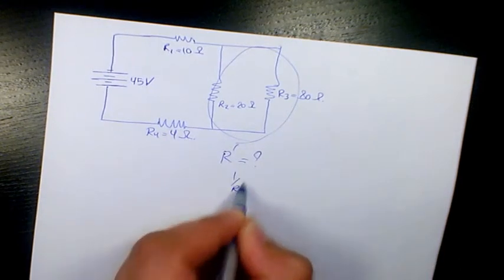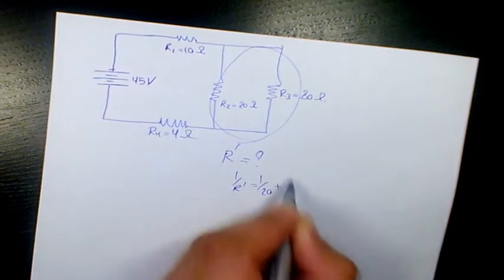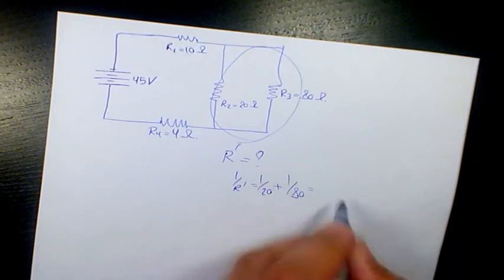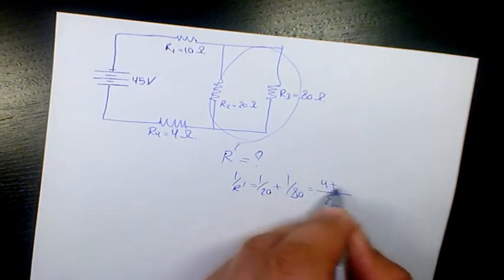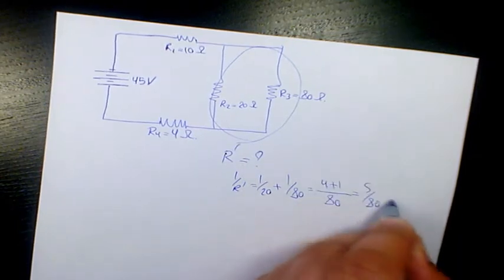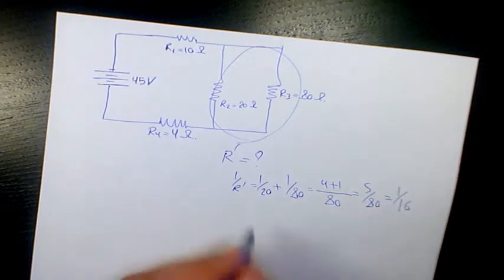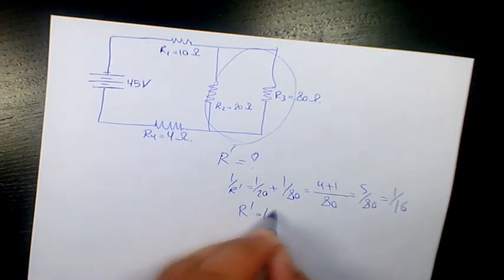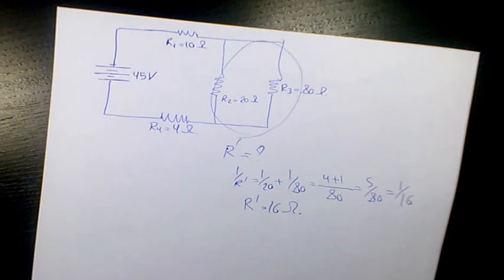1 over R prime equals 1 over 20 plus 1 over 80. That's going to be 4 plus 1 equals 5 over 80, which is going to be 1 over 16. So R prime is going to be 16 ohm.